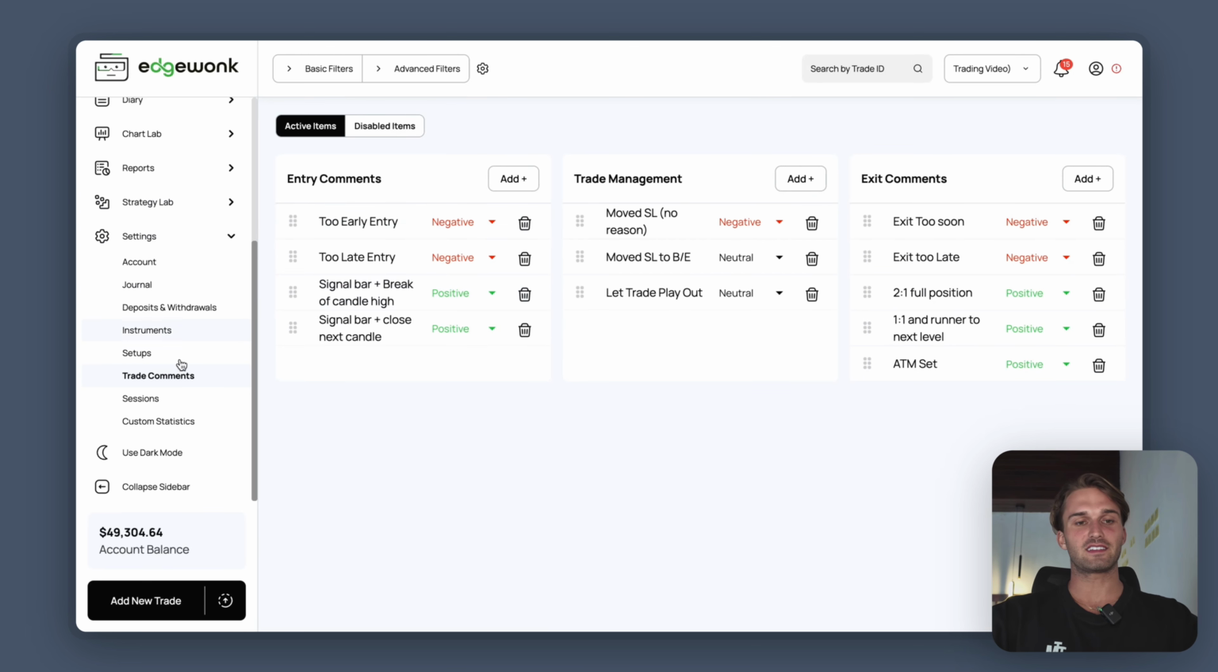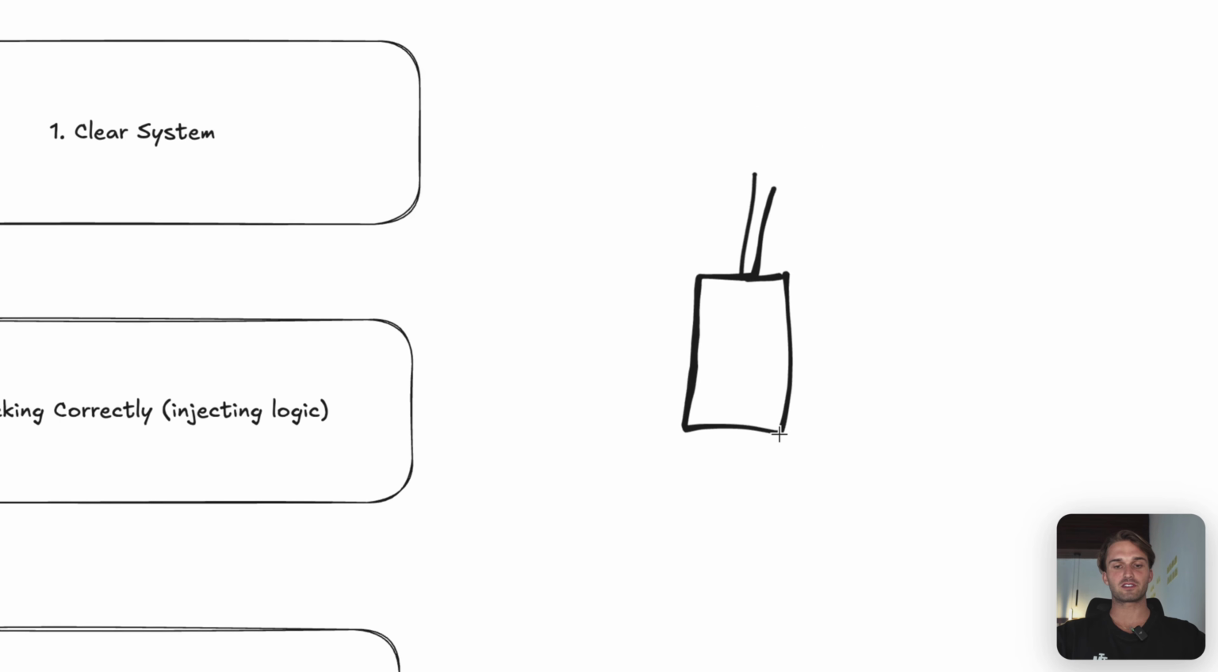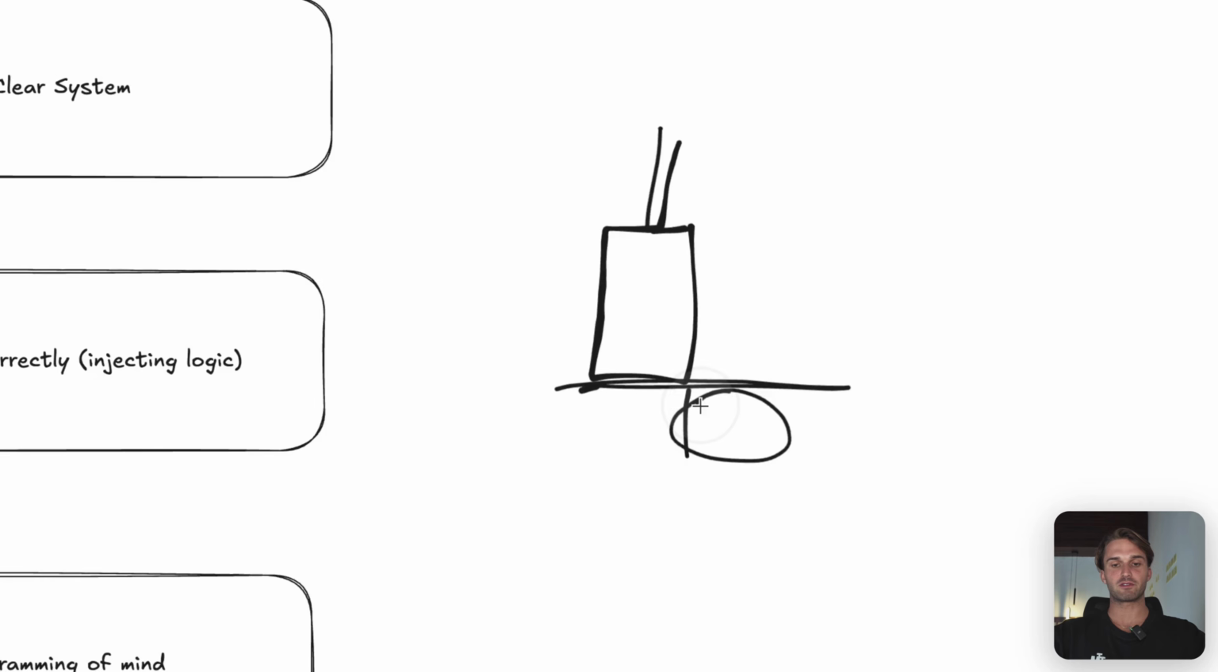So here's my exact entry system. The positive one, which is the one I want, is a signal bar plus a break of the candle high. So we have a signal bar, and the signal bar is basically where we try to push up and start failing down. And then it's the break of the low of this candle. That's where I take my entry right here.